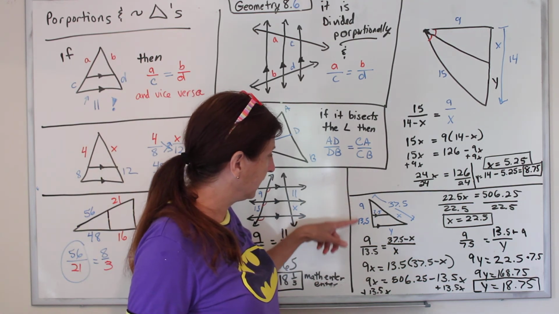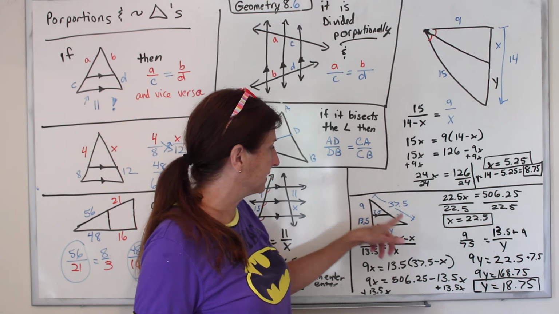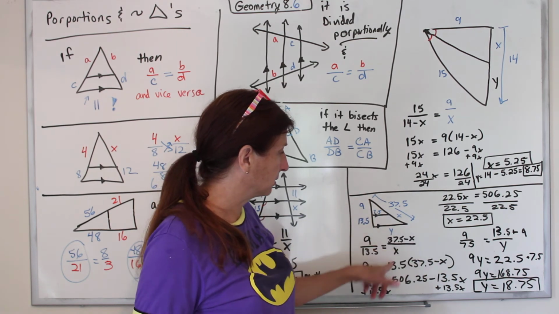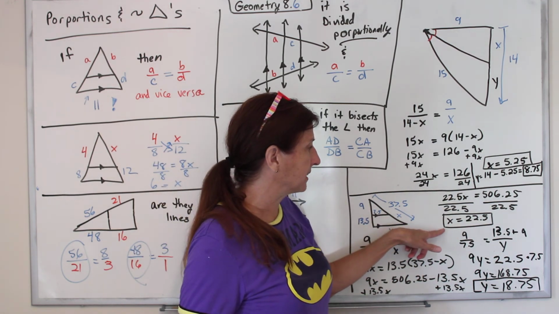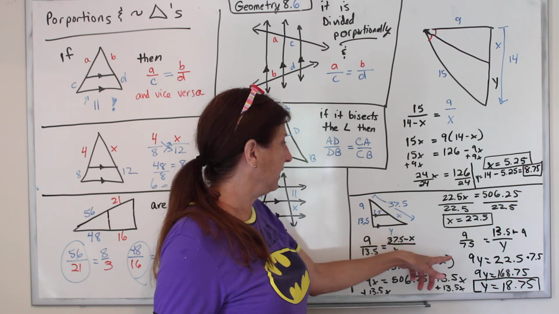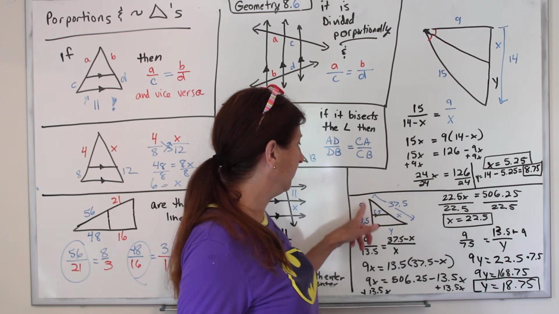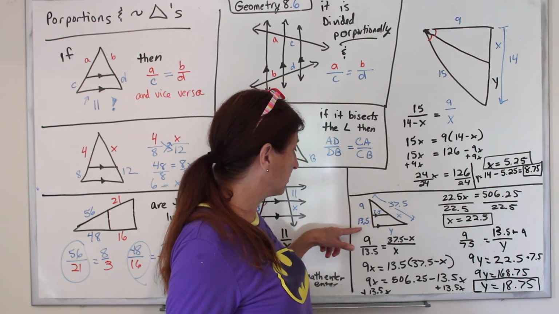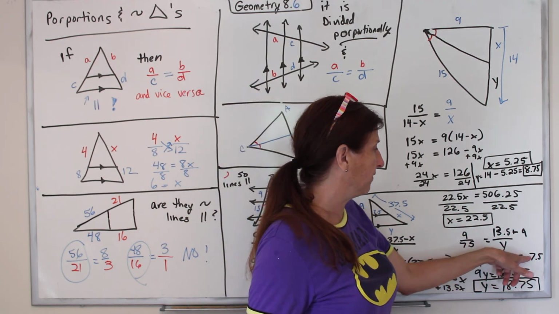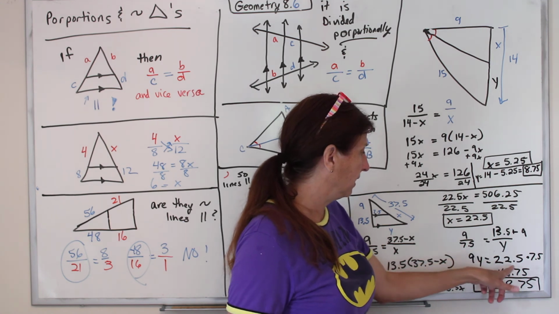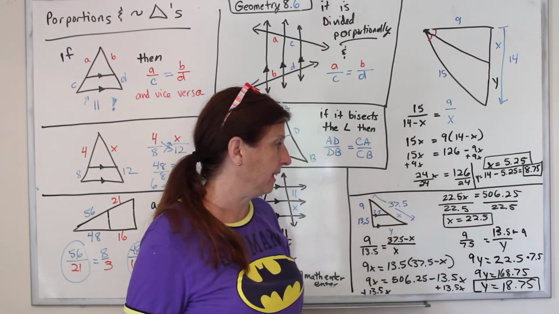So I did 9 is to 13 as 37.5 minus x is to x. I set those up, cross multiplied, used the distributive property, gathered up my terms, and ended up with x equals 22.5. And then I did the bottoms, and I said 9 is to 7.5 as 9 plus 13.5 is to y. So that's 9y equals 22.5 times 7.5 to do the cross multiplying. And then divide both sides by 9, and y is 18.75.